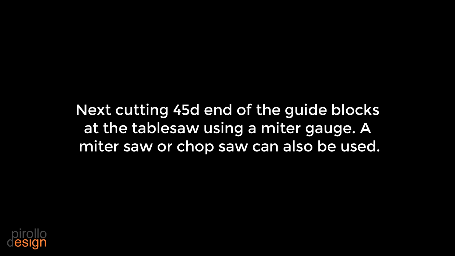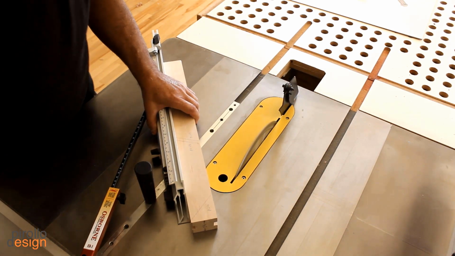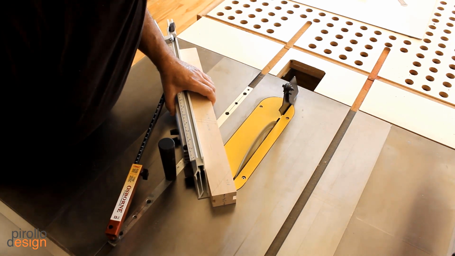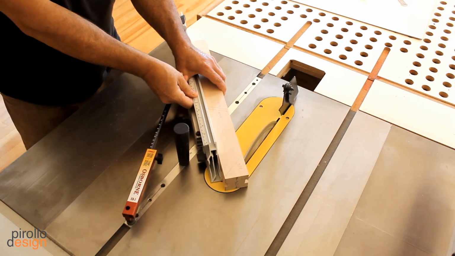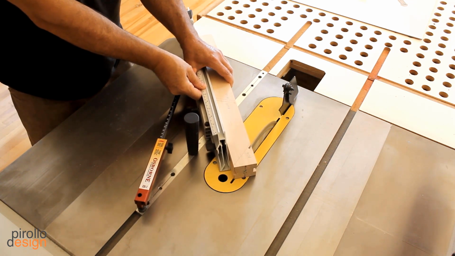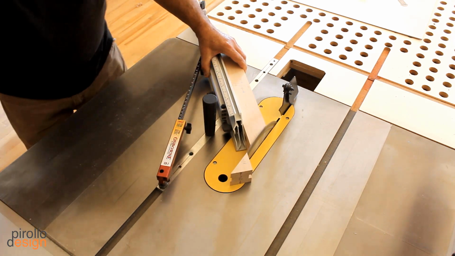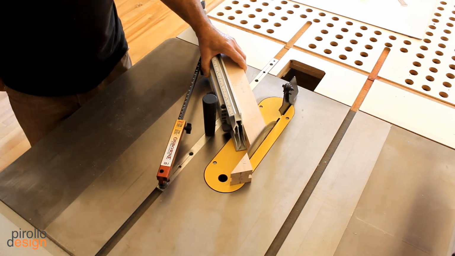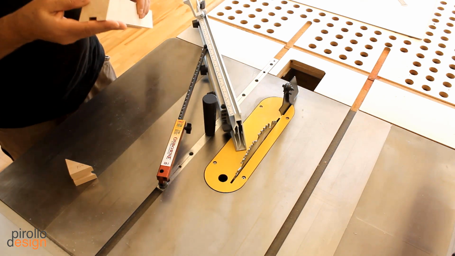So next we cut the 45 degree end of the guide blocks on a table saw using a miter gauge setup. I've set my fence to 45 degrees and my hands are well away from the saw blade, which is one of the advantages of having a longer blank. So I'm doing the first cut, and this would be the actual end of one of the guide blocks at 45 degrees. I tend to shut off the saw and remove the offcut on each of the cuts.